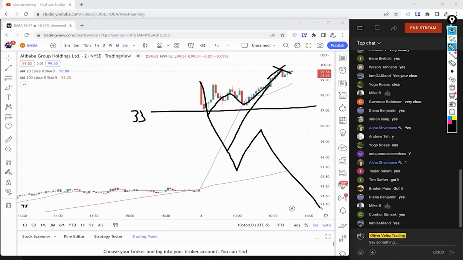Now, this is not 100% of the time. Nothing is. I have to keep putting that out there as the caveat. But this is what happens the vast majority of the time off of these support levels.